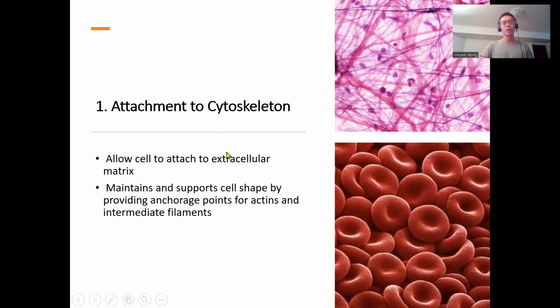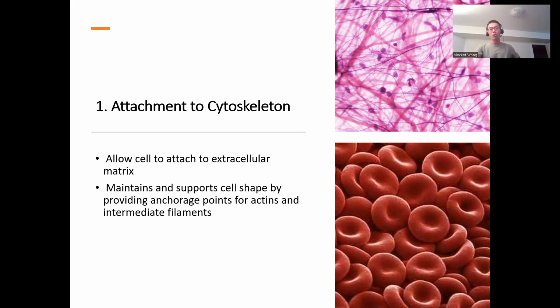It allows the cell to attach to the outside as well, to the extracellular matrix, which is the material that's outside of the cell. By providing anchorage points for the actins and sometimes the intermediate filaments, it allows the cell to maintain a particular cell shape.